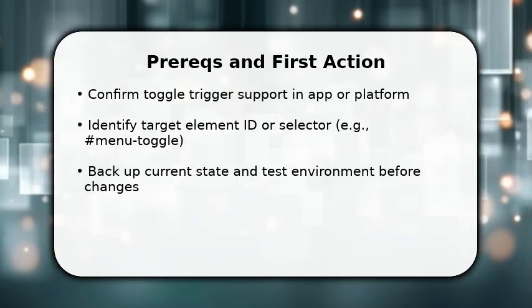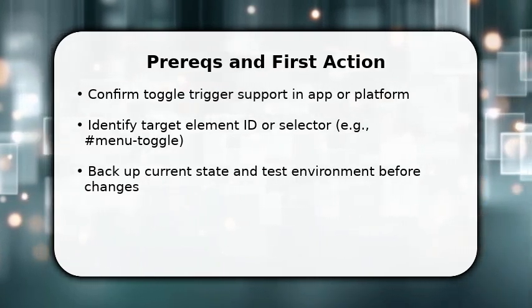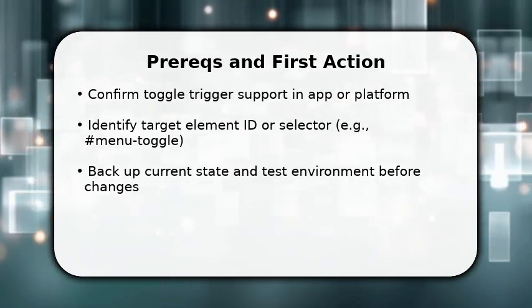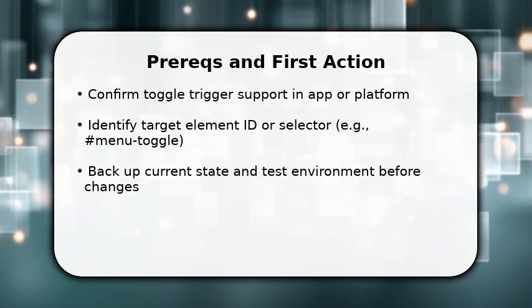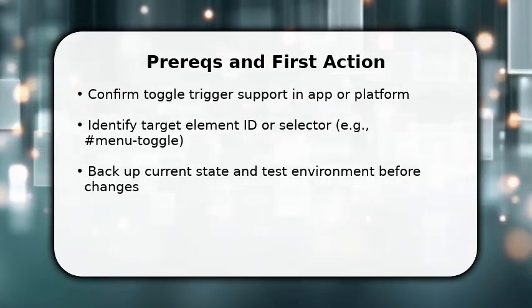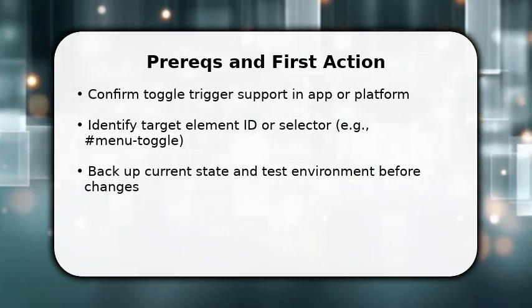You start by verifying prerequisites. Make sure your app supports toggle triggers and that you can access the target element. Once done, locate the element ID or selector, for example #menu-toggle, and note its initial state. Then create a lightweight test harness or use a staging build. Make sure to back up state so you can revert.